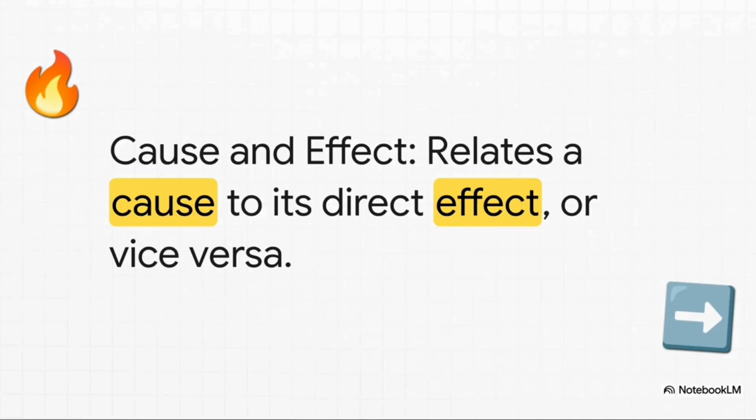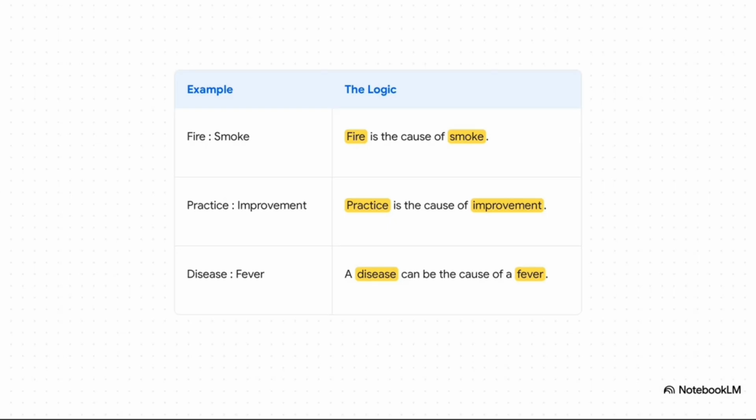All right, next up in our toolkit is the cause and effect relationship. This one isn't about physical pieces, it's all about an action and its direct result. So here, one thing leads directly to another, like a chain reaction. Fire causes smoke, right? Constant practice causes improvement. And a disease can cause a fever. Spotting that clear, logical link between an action and its consequence is the whole key to this type.